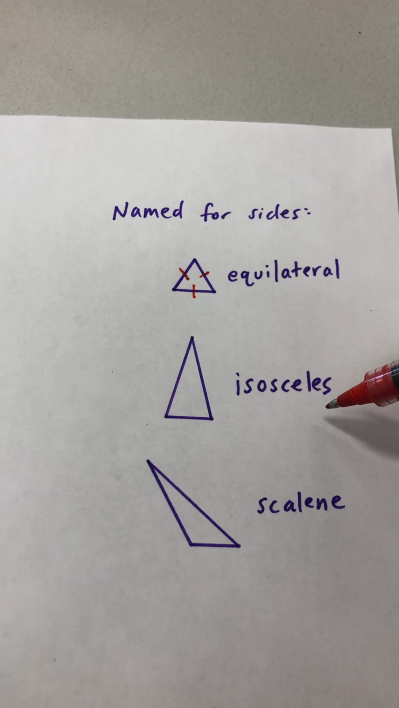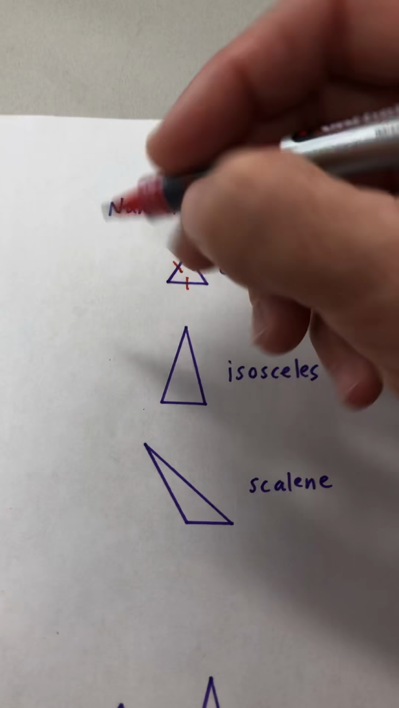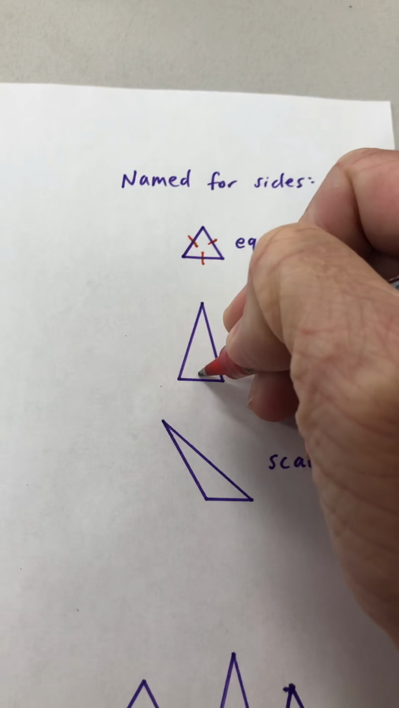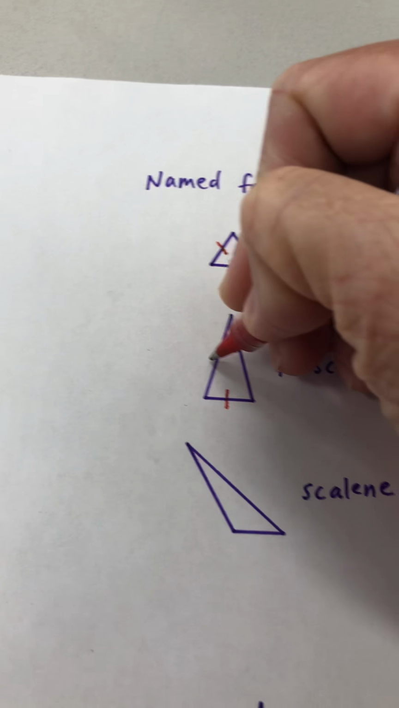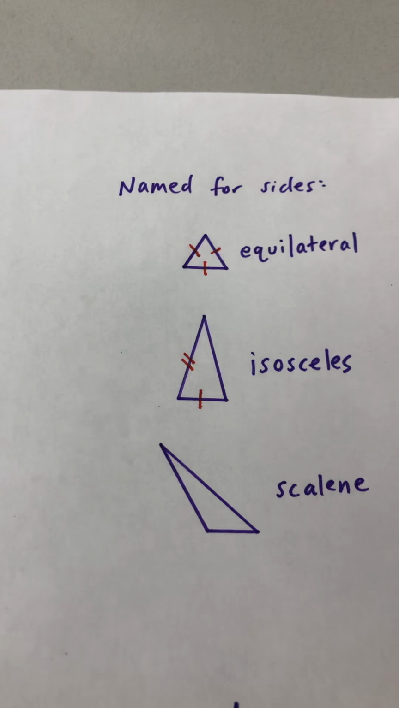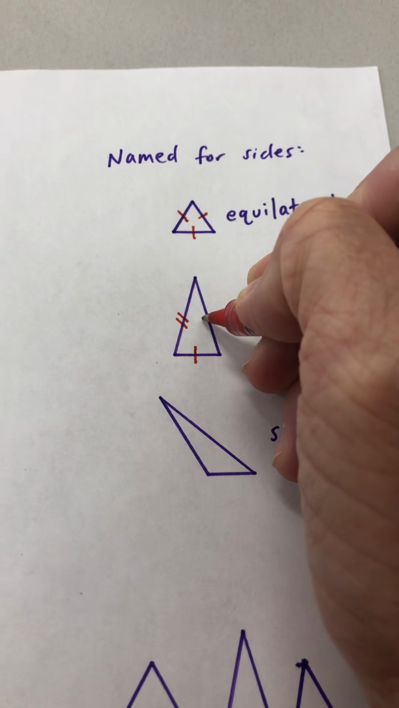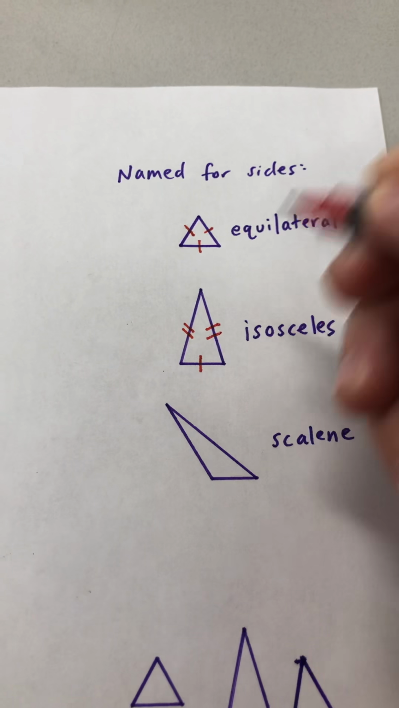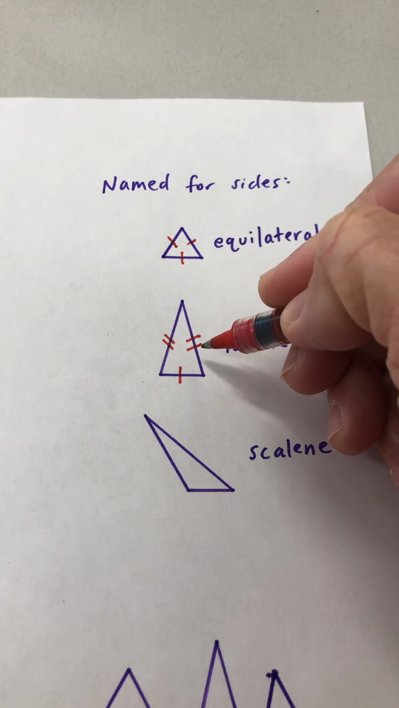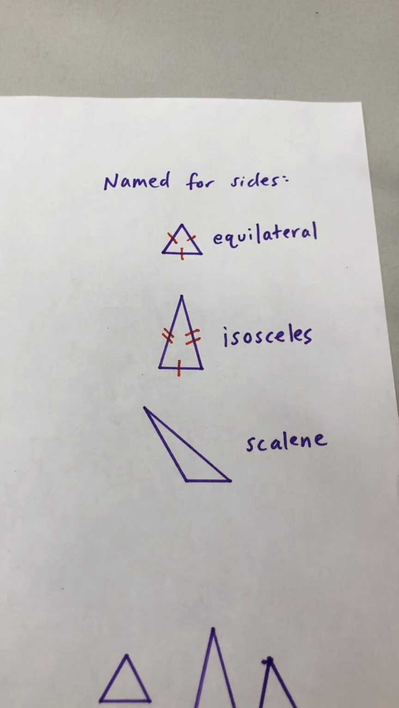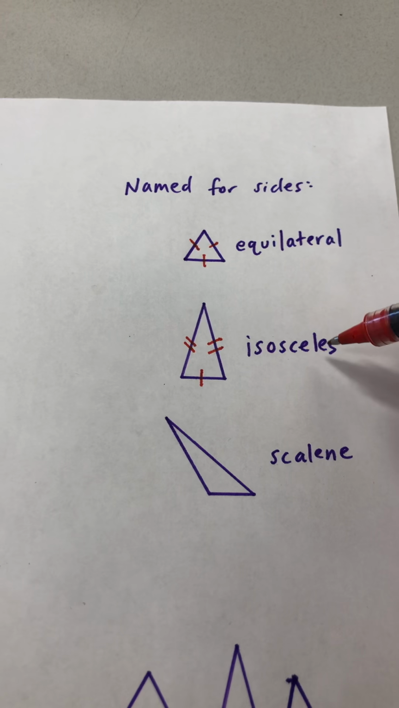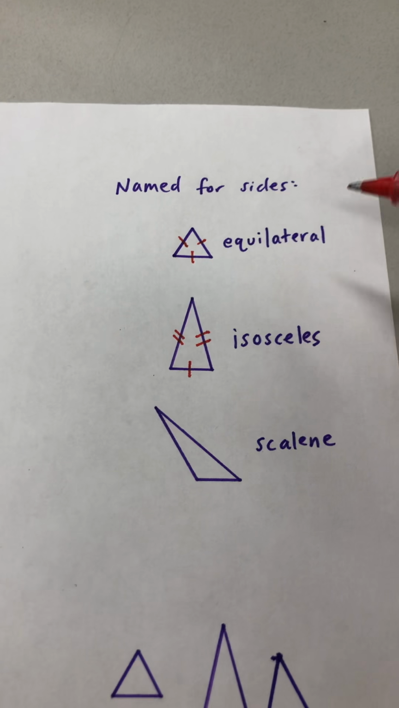An isosceles triangle is somewhat similar to an equilateral triangle. It has 2 sides of the same length. So this side would be 1 length. This side here is going to get 2 marks on it. That shows that that is a different length side. And this one's also going to get 2. It shows that it's a different length side from this one, but it's the same as these 2 here. So 2 sides of the same length is going to be an isosceles triangle.